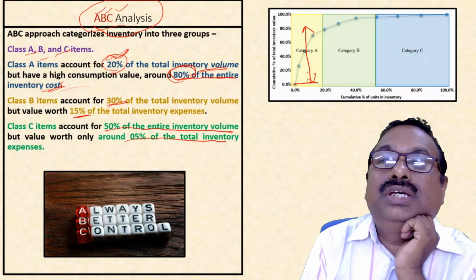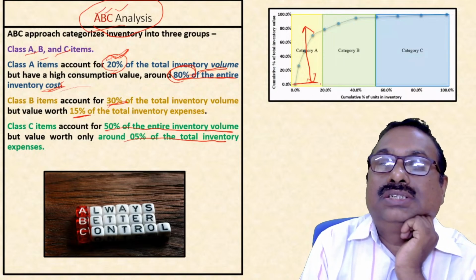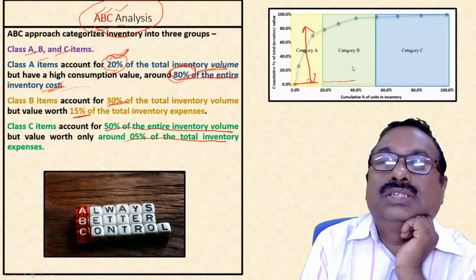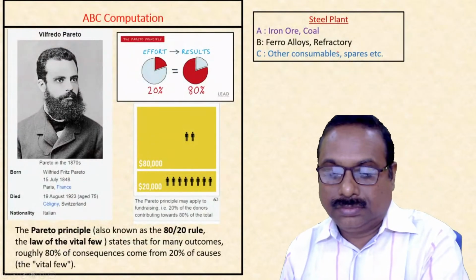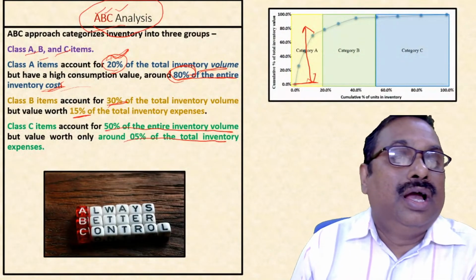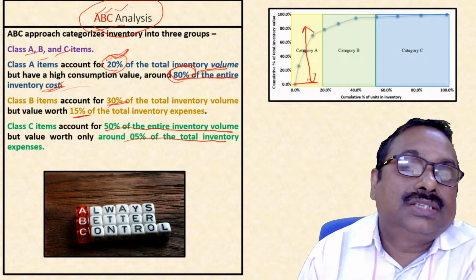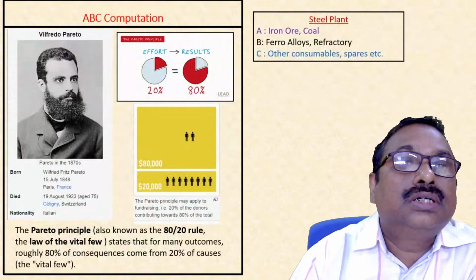Right? So B is 30% of items and 15% of cost, and C is 50% of items and 5% of cost.